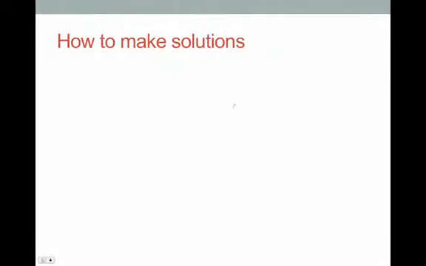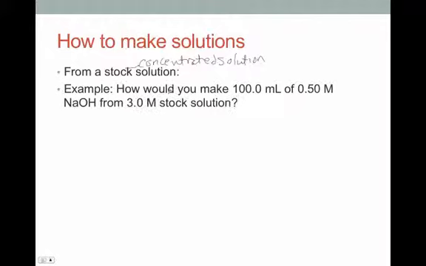The next type of solution that you could be making is a solution from a more concentrated solution, and that's called a stock solution. So from a stock solution, this is going to be from a concentrated solution. I'm going to work through an example here as well. How would you make 100 milliliters of 0.50 molar NaOH from a 3 molar stock solution?